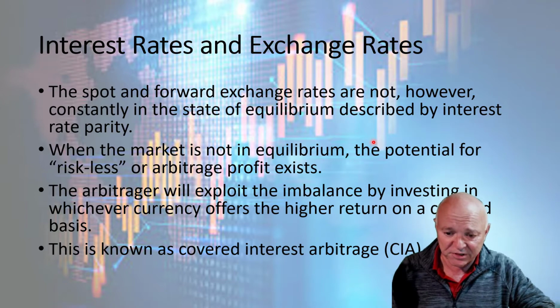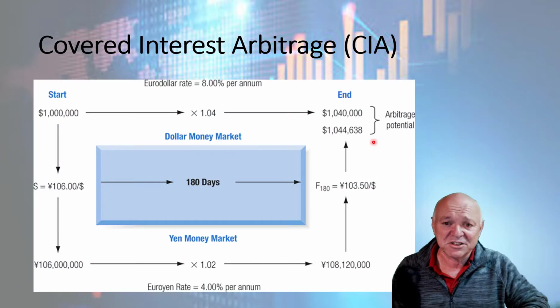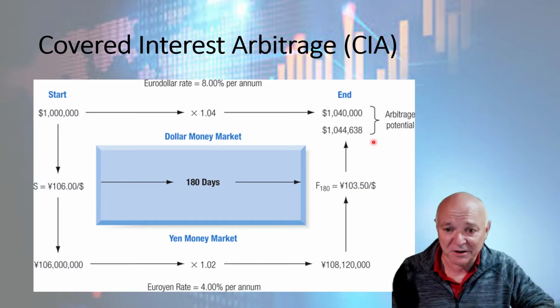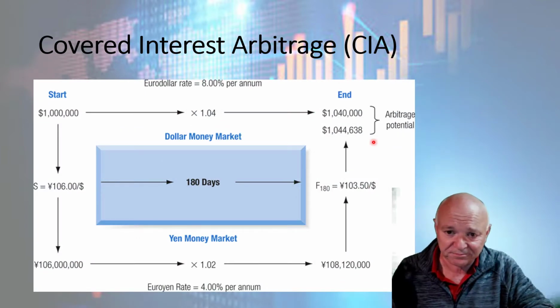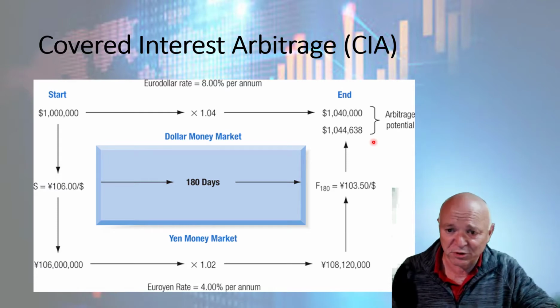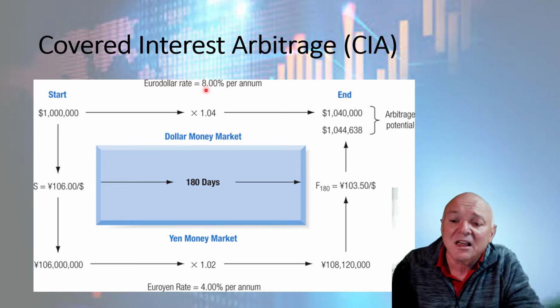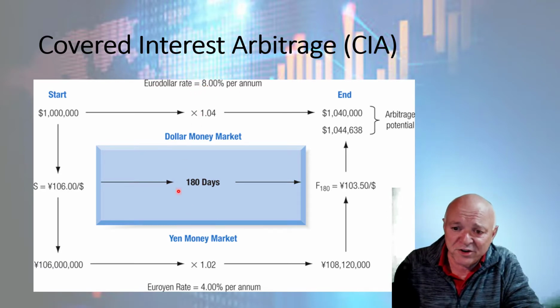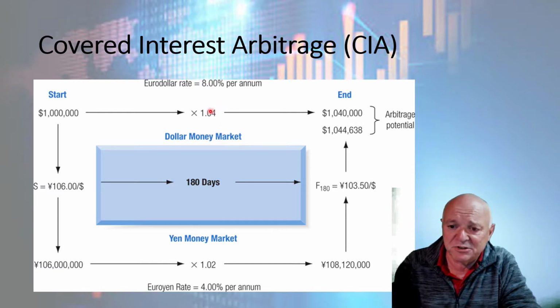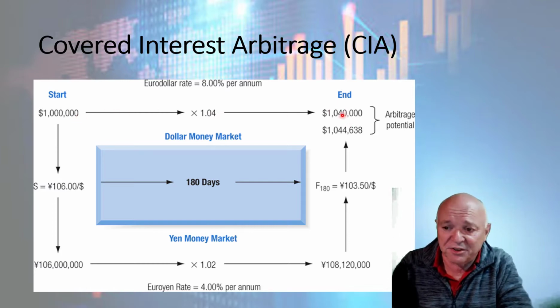An interesting example of this is called covered interest arbitrage, or CIA. And you will find this in just about every international finance textbook. In this particular case, if you're the arbitrager and you've got your $1 million, we have a euro-dollar rate of 8% per annum, and over 180 days, you can earn 4% interest. 8% divided by 2, 4%. That means an investment in this market would provide you with a $40,000 yield after half a year.